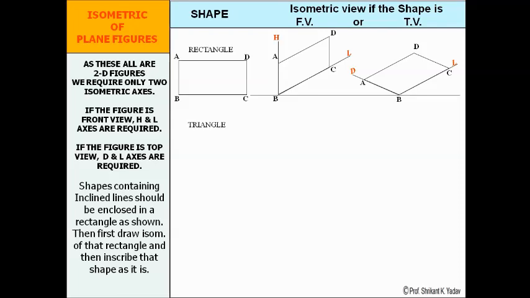So suppose we have to transfer the triangle. We have a triangle with nomenclature 1, 2, 3. Now this triangle has an inclined line, that's why we prefer to enclose this triangle in a rectangle. Now this triangle is enclosed in the rectangle 1, 2, AB.